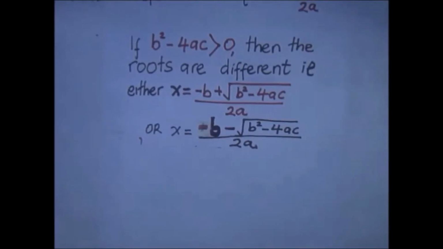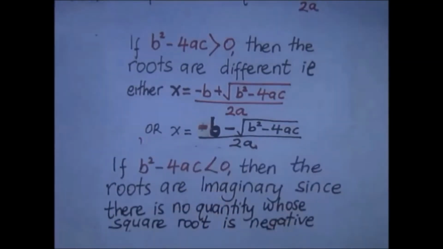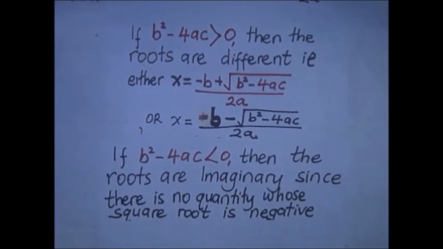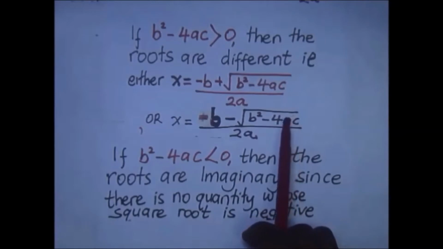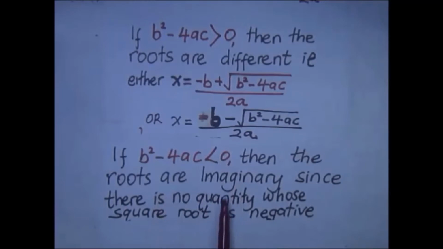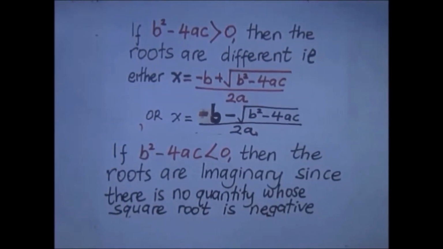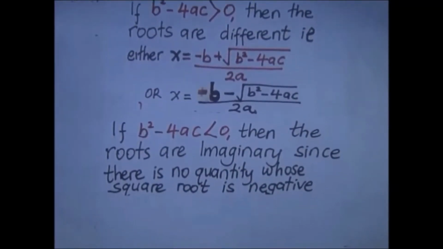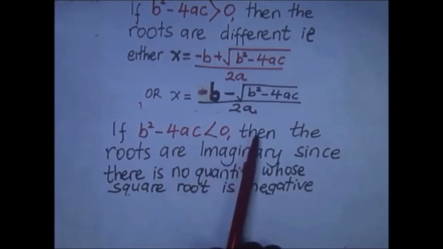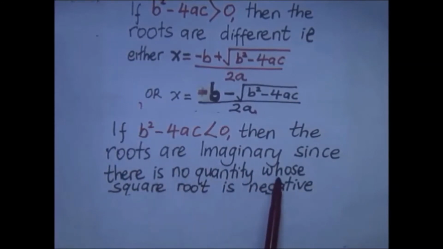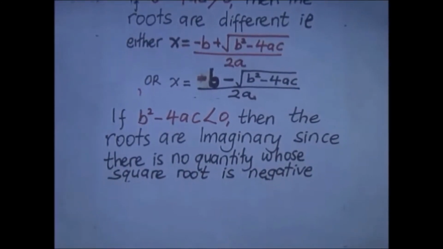Now, if b squared minus 4ac is less than 0, then the roots are imaginary. Why are they imaginary? Because if this part of the formula is less than 0, it means we are going to find the square root of a negative number. And since the square root of a negative number does not exist, the root of that equation will just be imaginary. In essence, if b squared minus 4ac is less than 0, then the roots are imaginary since there is no quantity whose square root is negative.